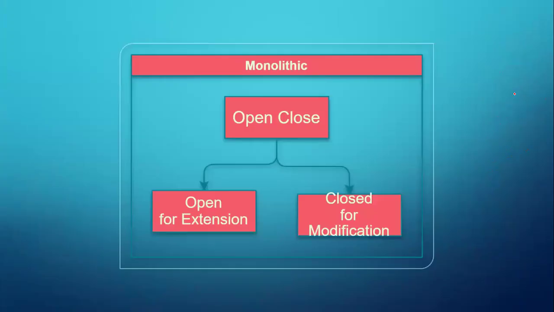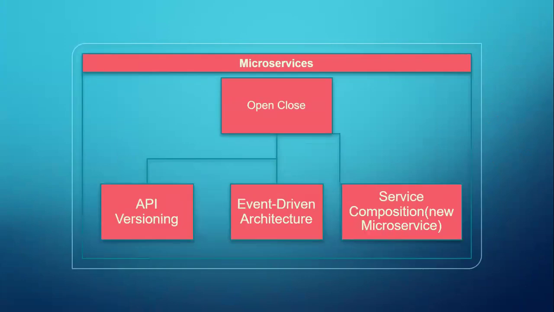Open closed. Open for extension, closed for modification. In monolithic applications, as I said, using the extends keyword you may extend old functionality without modifying it. My classes are open for extension and I don't modify my existing functionality. Closed for modification. In microservices, how can I achieve it?